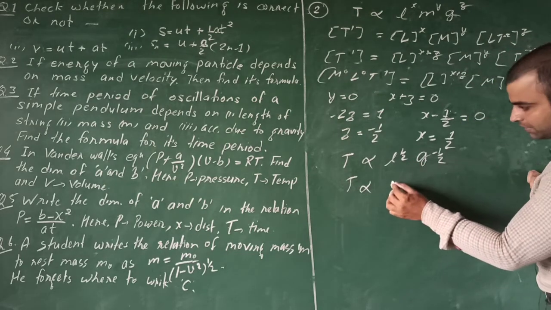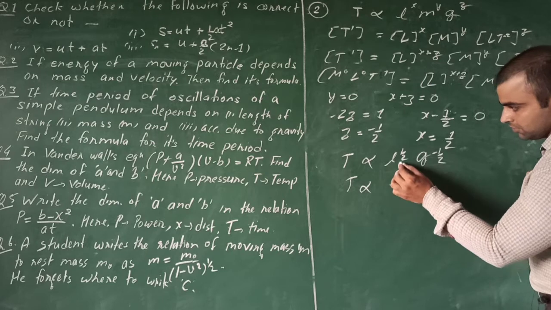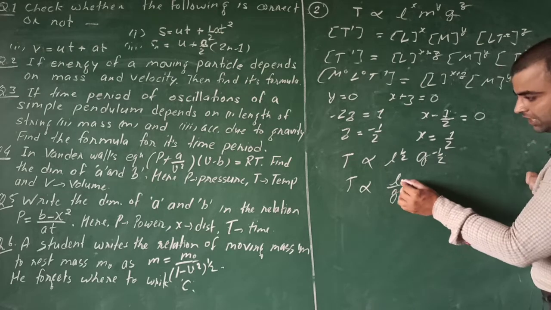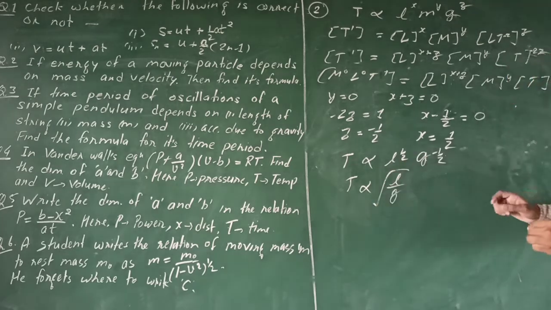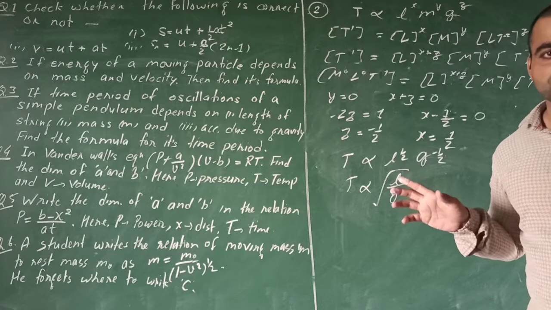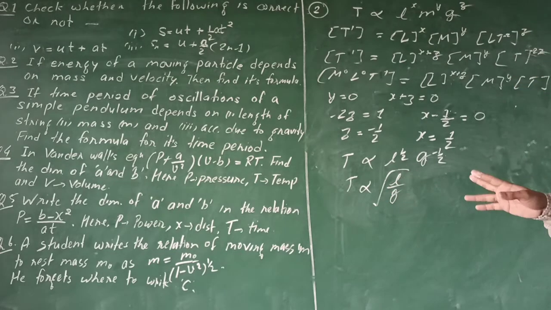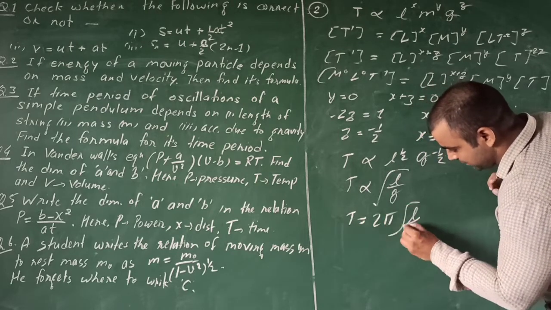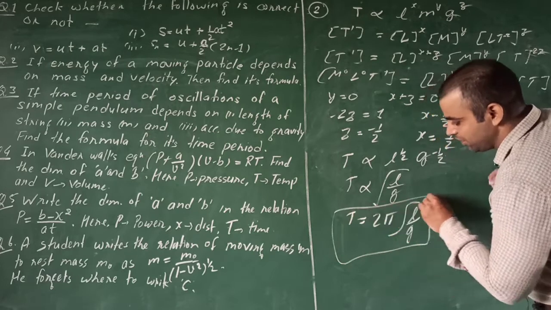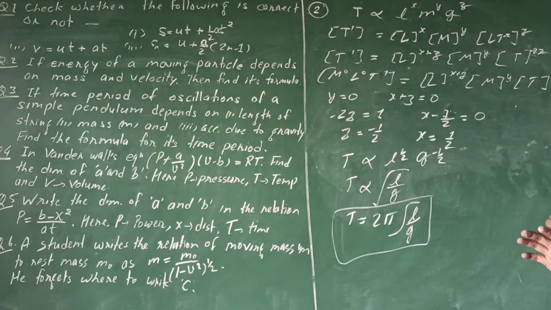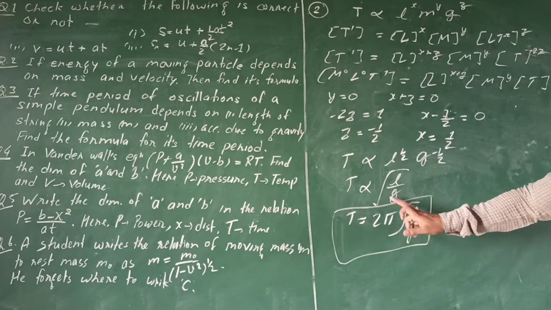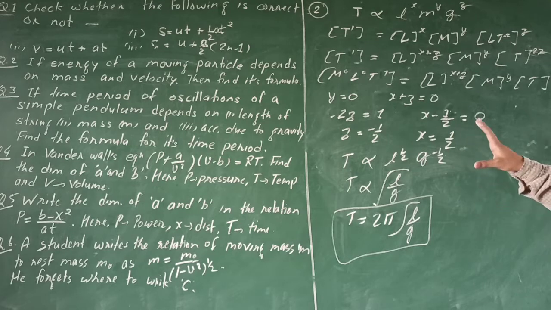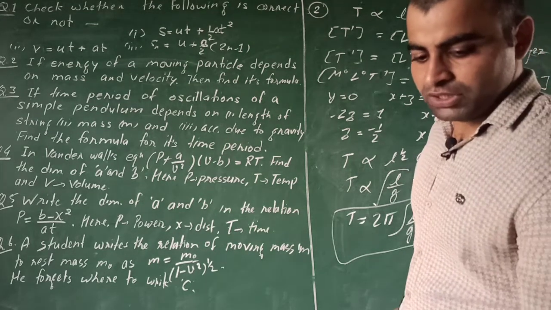Then this will be L to the power 1 by 2, which means root. Here g to the power minus 1 by 2 means root of L by g. This is the formula for the time period of a pendulum, and here there is also a constant value, 2 pi root L by g. This is the correct formula for the time period of a simple pendulum. This constant value cannot be found with the help of dimensions, because dimensions cannot give the value of constants.